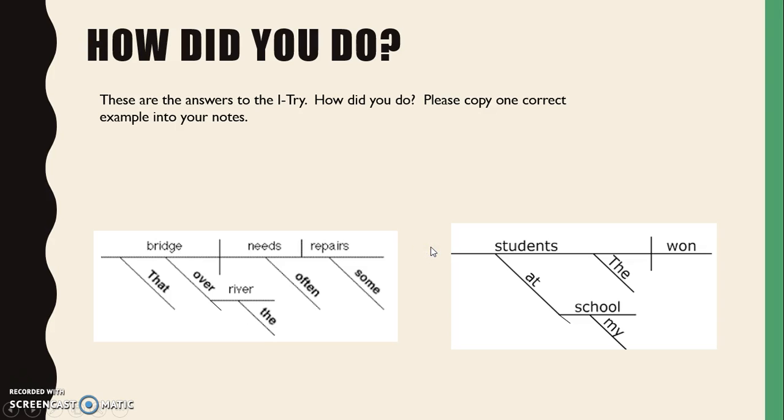All right, this is what they should look like. That bridge, and then over the river is your prepositional phrase. It modifies bridge because it tells you which one. Often is your adverb, which modifies needs, and some modifies repairs. Or you could have the students, the modifying students, notice that the is capitalized. At my school is a prepositional phrase that also modifies students. So please pick one of these and put them in your notes.